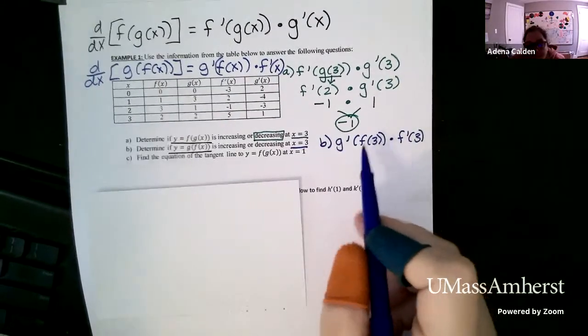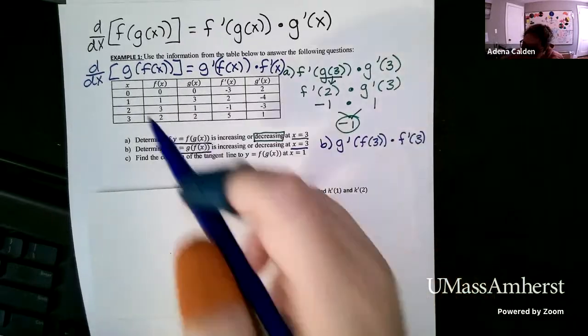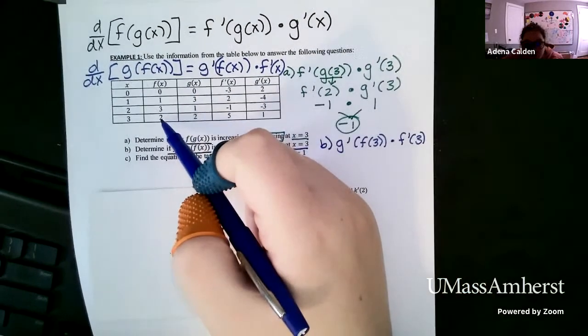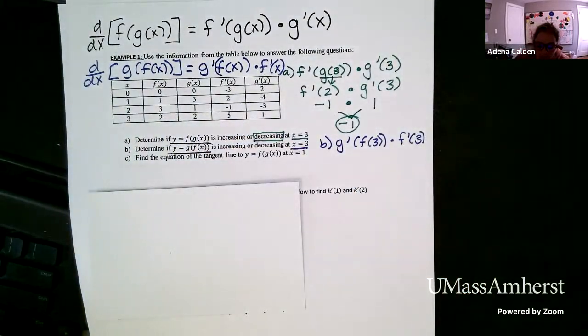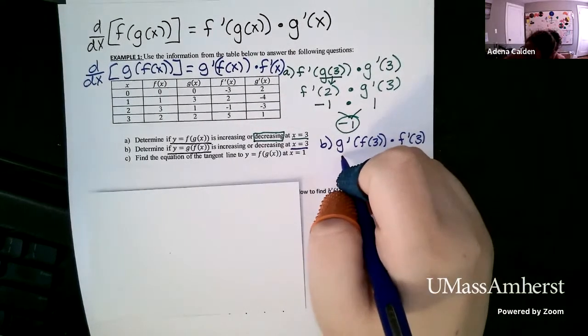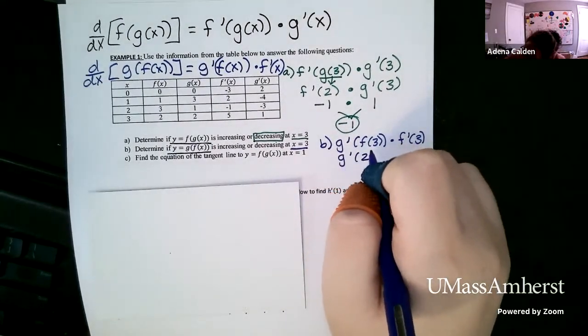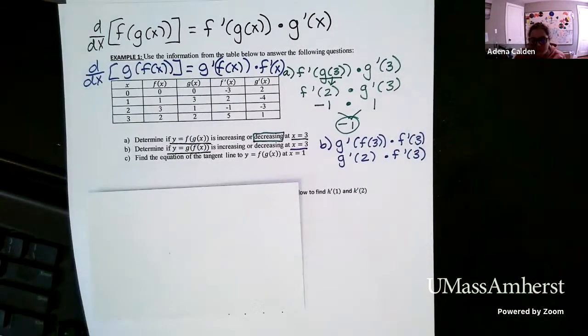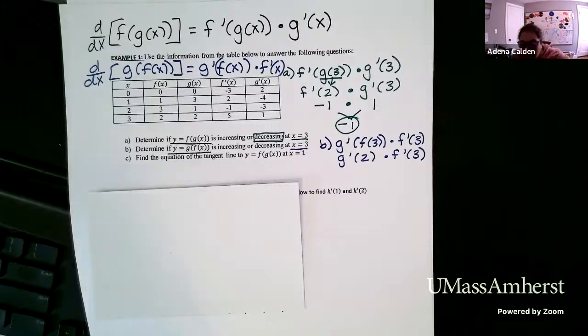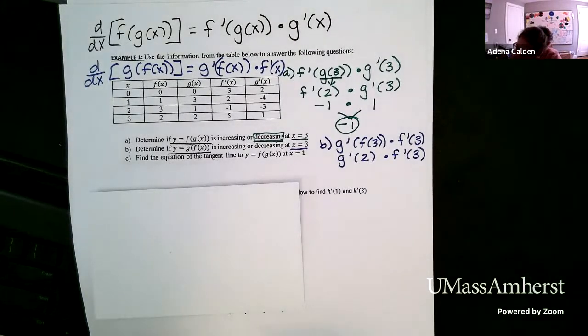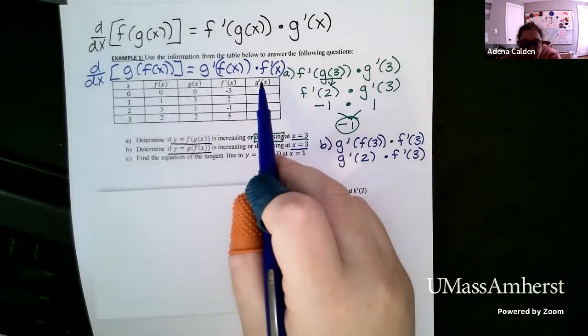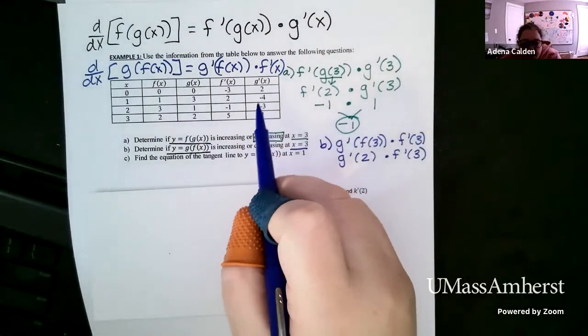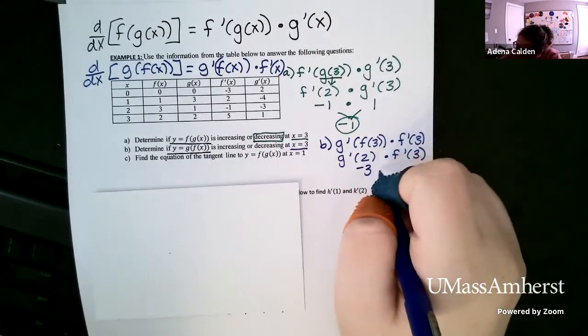We're going to start by finding f of 3. So we're going to go to the f function, go down to 3, and that's going to give us a value of 2. So now we have g prime of 2 times f prime of 3. Okay. So when we do g prime of 2, we're going to go to the derivative g, go down to 2, and we get a -3.